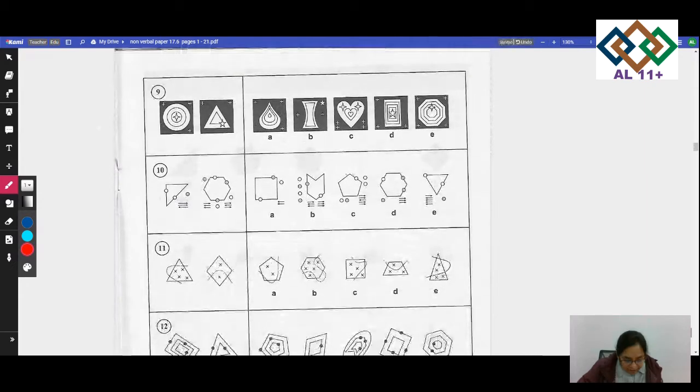Number 9 now. In number 9, all the shapes must have a small white star. So all the shapes have a small white star. Can you see it? So the answer for number 9 would be E.